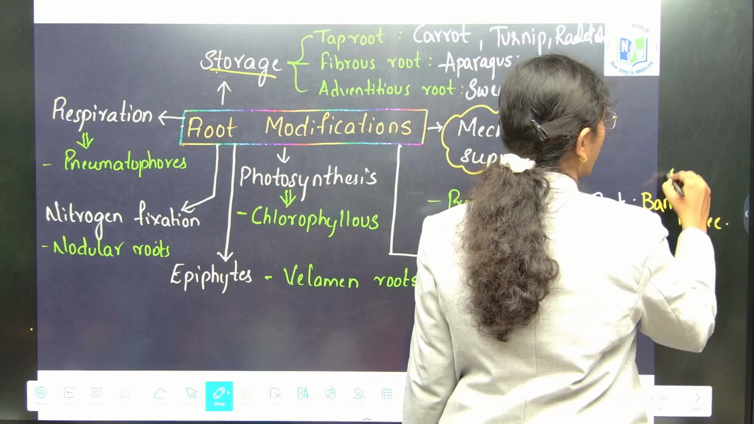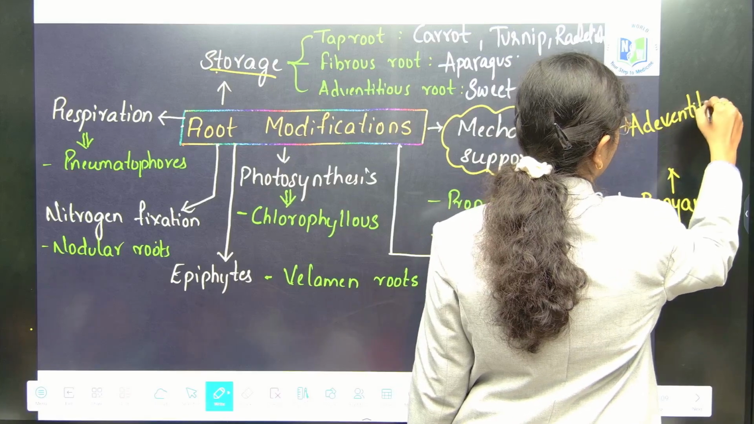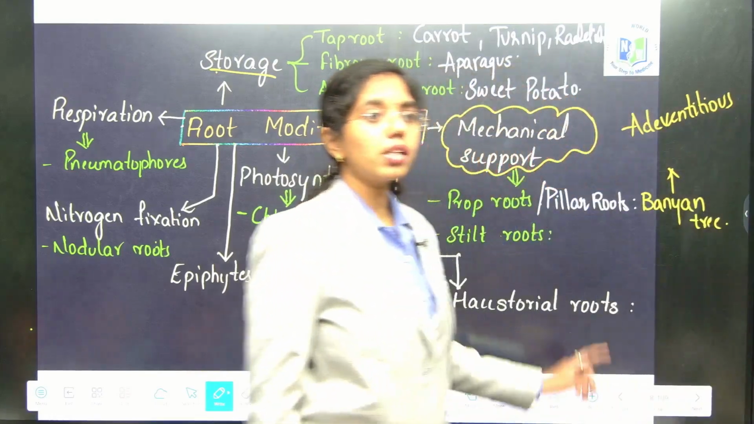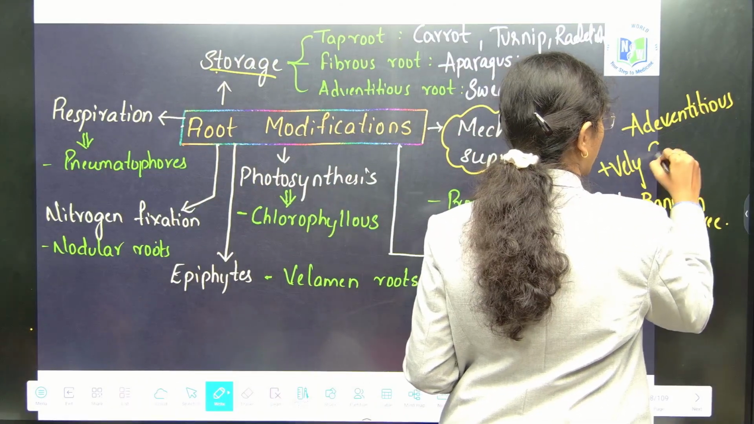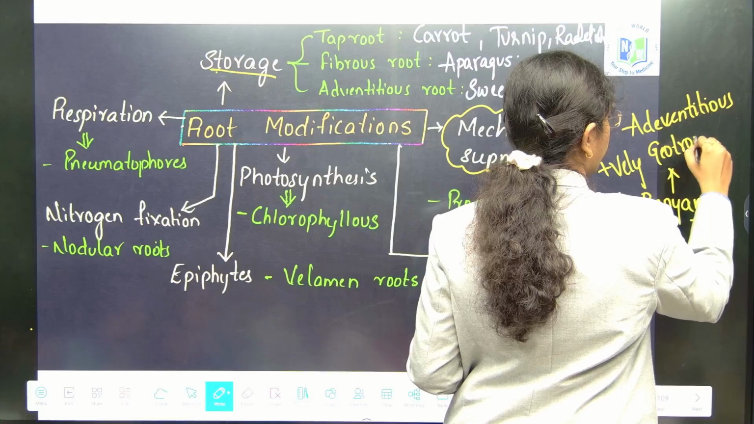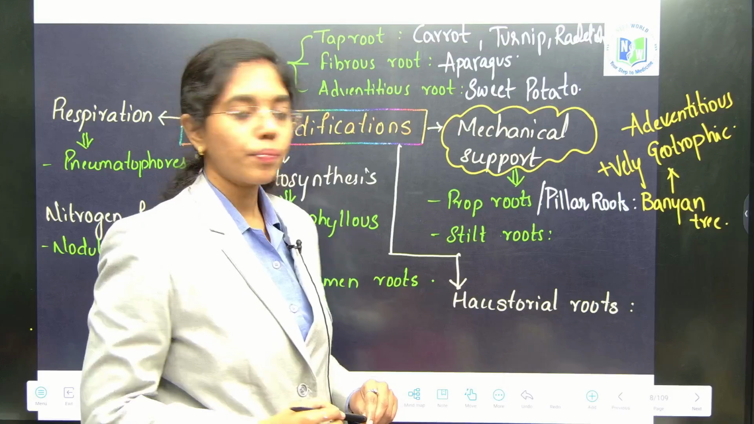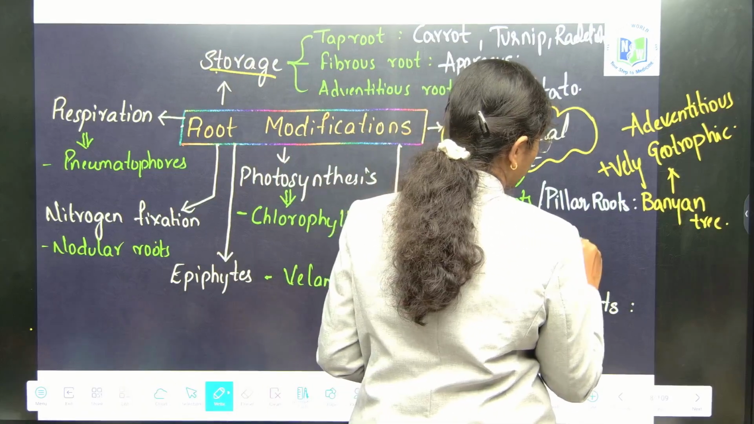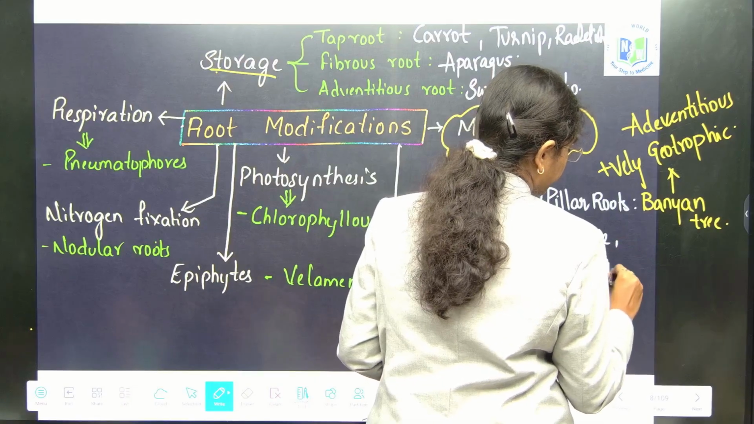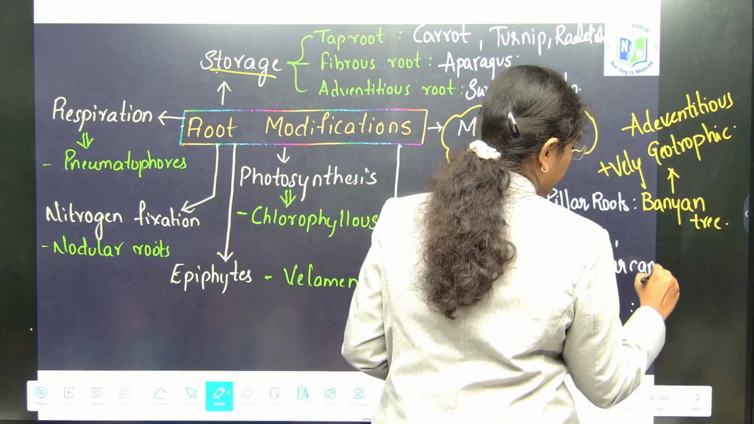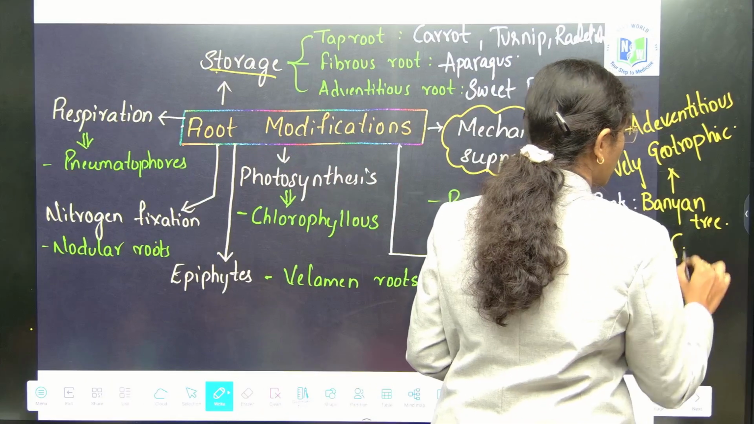Here they are of what origin? Adventitious in origin. Adventitious only, no, because they are from lateral branches, and they are what? Positively geotropic. Clear, right? Next is stilt roots. Stilt roots examples include maize and sugarcane. They also aid mechanical support. They arise from which region? Lower nodes of the main stem.